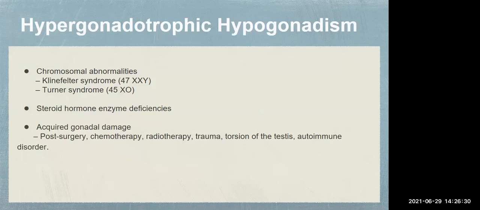Okay, so we go into detail about hypergonadotropic hypogonadism. Among the causes are chromosomal abnormalities such as Klinefelter syndrome and Turner syndrome. Others are steroid hormone enzyme deficiency or acquired gonadal damage, such as due to surgery, chemotherapy, radiotherapy, trauma, torsion of the testis, or autoimmune disorder that leads to gonadal damage.